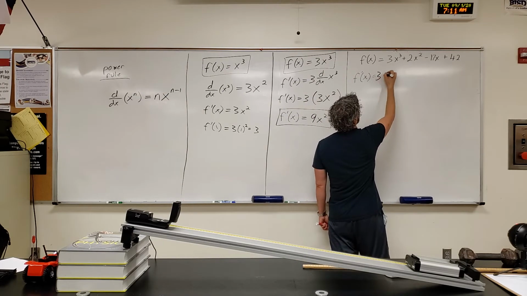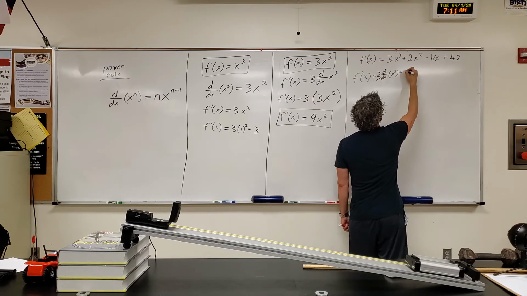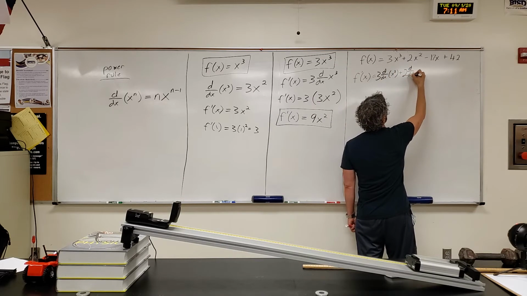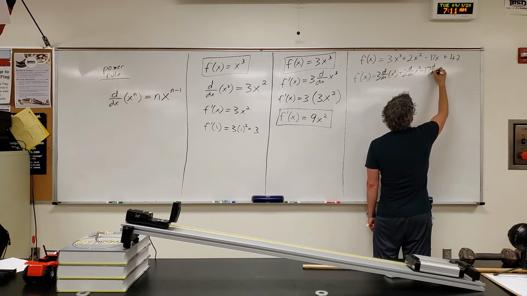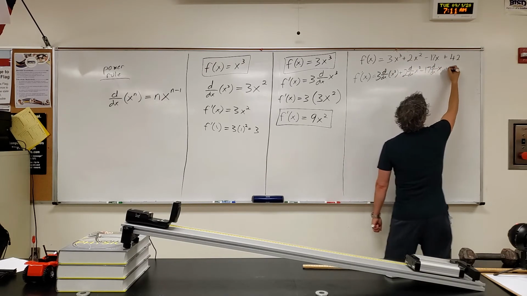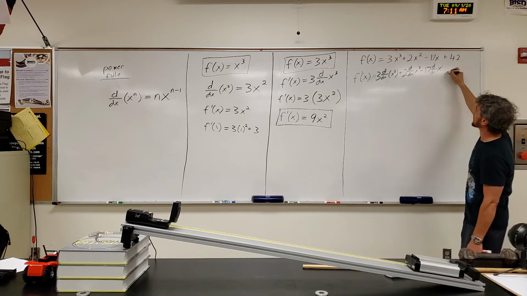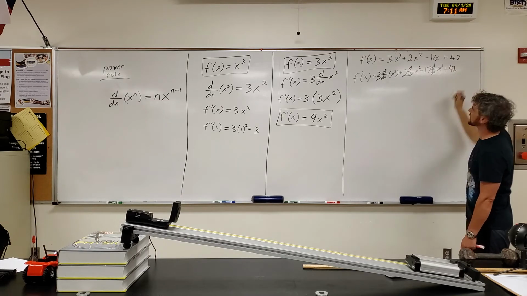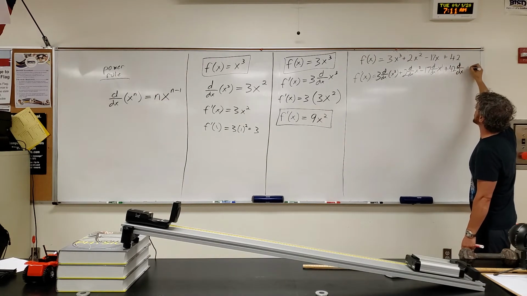So this is going to be 3 times the derivative with respect to x of x cubed, plus 2 times the derivative with respect to x of x squared, minus 17 times the derivative with respect to x of x. And technically, x by itself is x to the first power. Plus 42, that's the constant, and then times the derivative with respect to x.